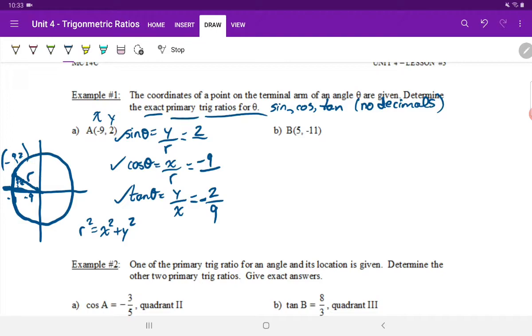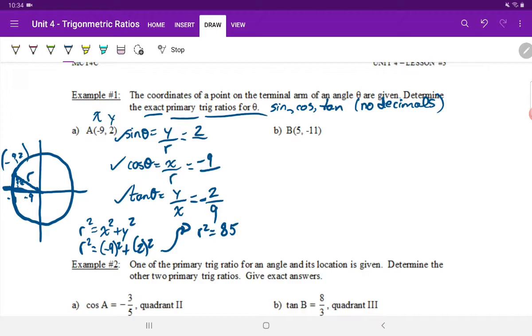Except instead of using c squared equals a squared plus b squared, I'm going to use r squared, which is my hypotenuse, is equal to x squared plus y squared. And I'm going to solve for r. X squared is negative 9 squared plus 2 squared. It's 81 plus 4, which is 85. Take the square root of 85.